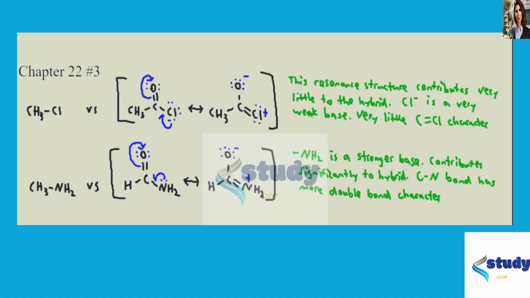Again, we got there by drawing resonance structures for each of our carbonyl compounds and considering how much those resonance structures would contribute to each resonance hybrid. And in the case of the amide, it's a pretty significant contribution to the resonance hybrid. And so the carbon-nitrogen bond has more double bond character than the carbon-chlorine bond in the acid chloride. And so, since it has significant double bond character, it is shorter, like a double bond would be. And that's the answer to Chapter 22, Problem number 3.